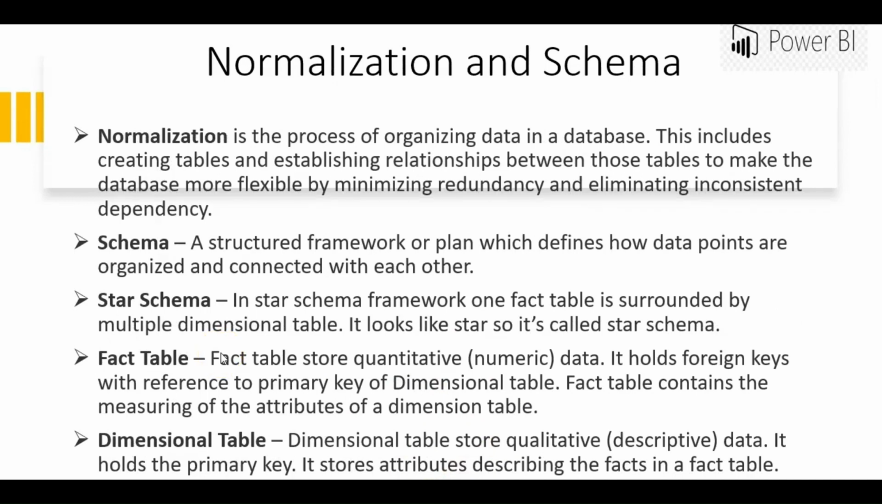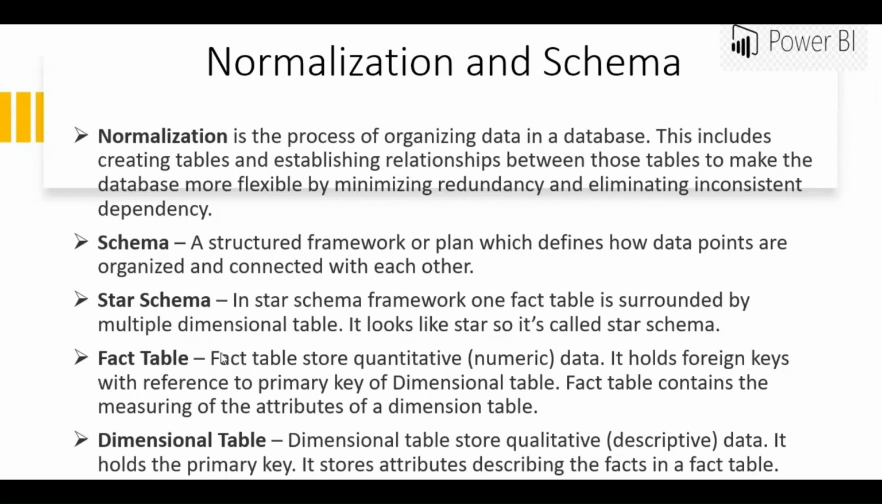Normalization is the process of organizing the data in the database. This includes creating tables and establishing relationships between those tables to make the database more flexible by minimizing redundancy and eliminating inconsistent dependency. So, what are redundancy and inconsistent dependency? Redundancy is repetition of similar kinds of data, or duplicate data. Inconsistent dependency is when the link or association between data is missing or inconsistent.